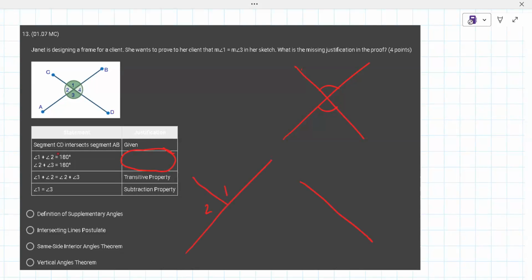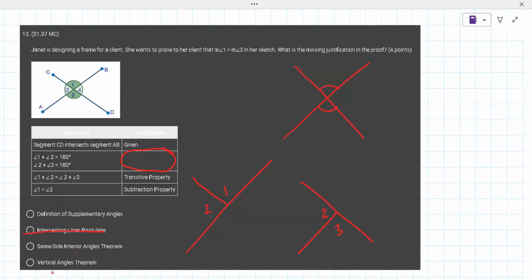So here's angle 2 and angle 3. These also add up to 180. So which of these down here says that they add up to 180? Or maybe which ones don't, so that you can eliminate some. The one I see that doesn't is intersecting lines. Definitely not that. So, same side interior.